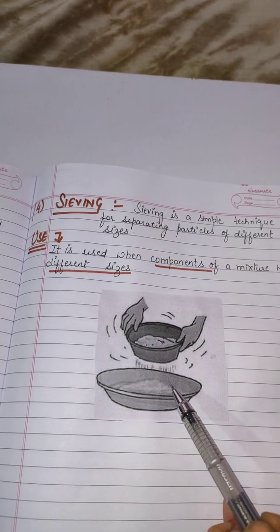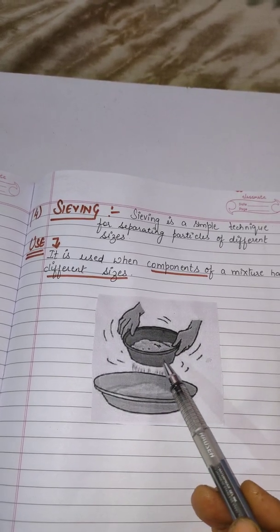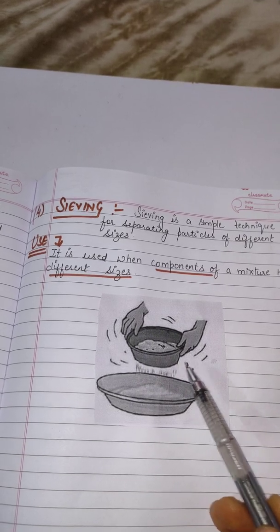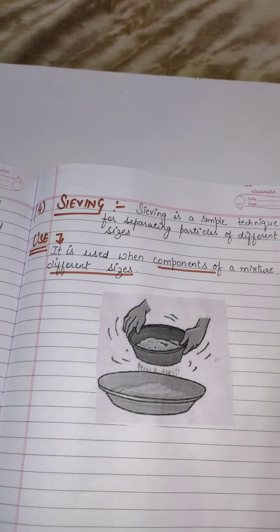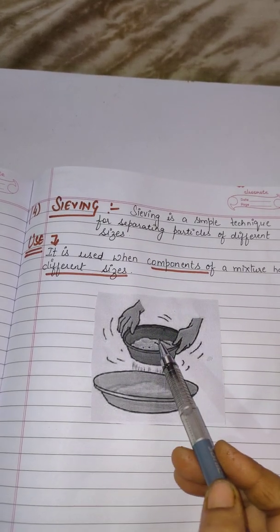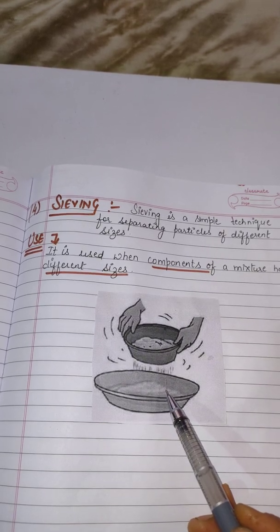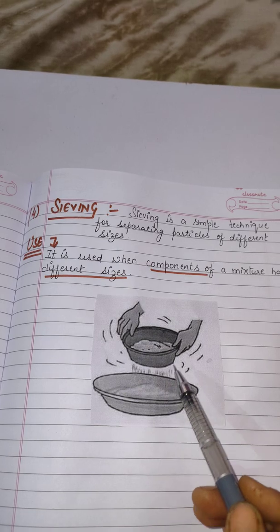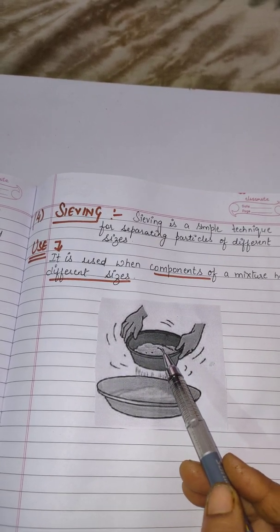Why am I saying so? Because suppose your mother is sieving this atta or this flour. So the finer particles of this atta or this flour will pass through this sieve. See here. And the impurities or the particles which are larger than the size of atta will remain on the sieve.